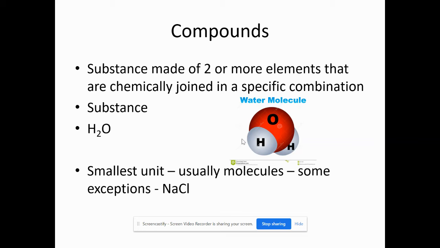A compound is a substance made of 2 or more elements that are chemically joined in a specific combination. These are substances, and an example of the most common is water. As you can see, there are 2 hydrogens attached to 1 oxygen, or H2O. The smallest unit is usually a molecule, and there are some exceptions like sodium chloride, which is the chemical symbol for table salt.